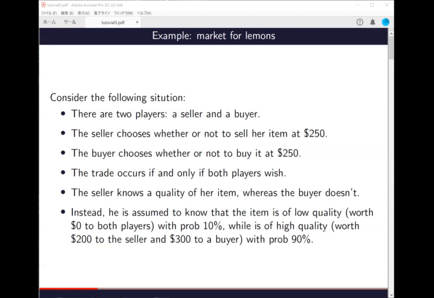Now, while we assume that the buyer does not know the quality of the computer, we assume that the buyer knows that there is a 10% chance that the used computer is of low quality, and there is a 90% chance that it is of high quality. In the low quality case, the item has the value of $0 for both seller and buyer. But in case the product is of high quality, the item is worth $200 to the seller and $300 to the buyer.